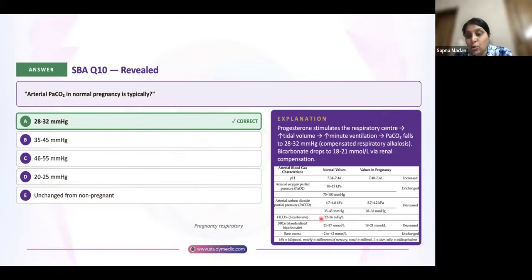The PaCO2 is 28 to 32 in pregnancy, whereas in our normal ABG analysis it is around 35 to 45 millimeters of mercury. The bicarbonate is 22 to 26 milliequivalents per liter in a normal adult, and in pregnancy it is going to fall to 18 to 21. Base excess, a normal base excess is -2 to +2 millimoles per liter.